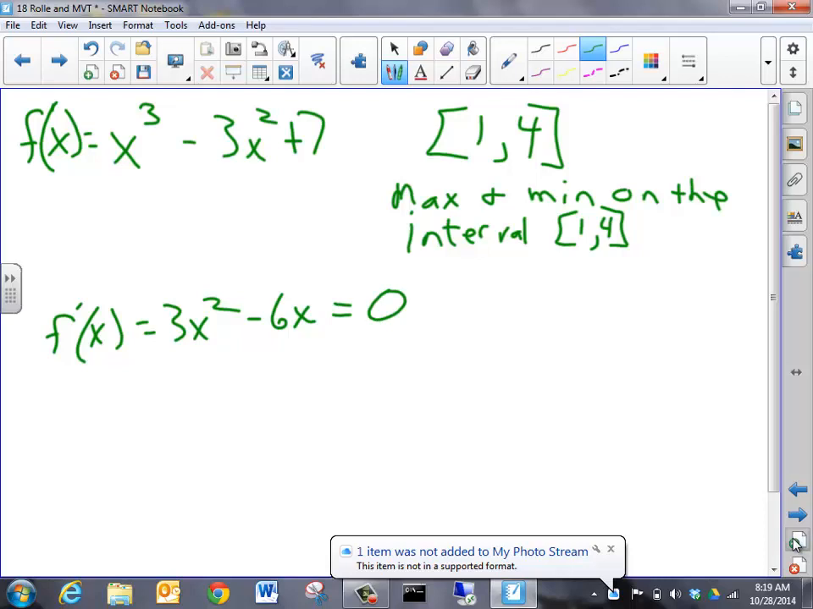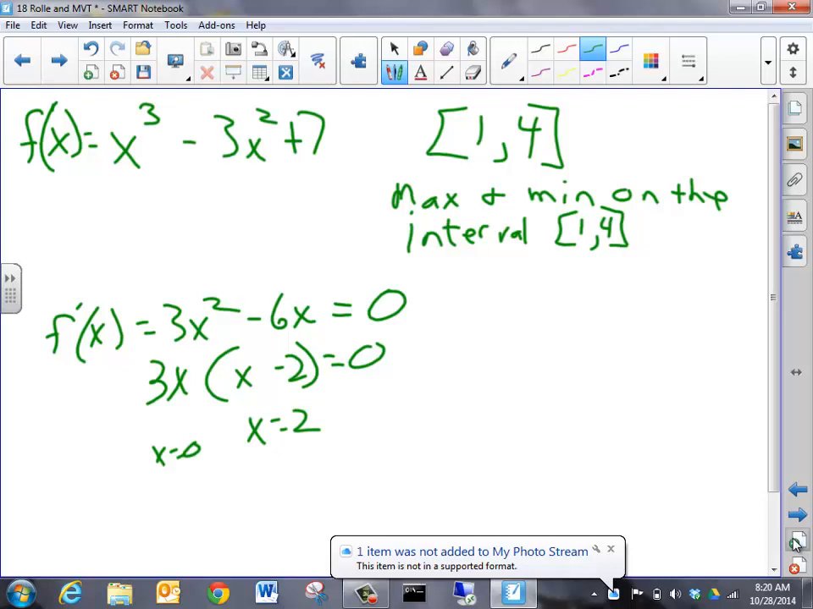Okay, and how am I going to factor it? Let's take out a 3x. And then if we take out a 3x, what do we have left? x minus 2. So what does that tell us? 0 and 2. We've got x equals 0 makes the derivative 0. x equals 2 makes the derivative 0.